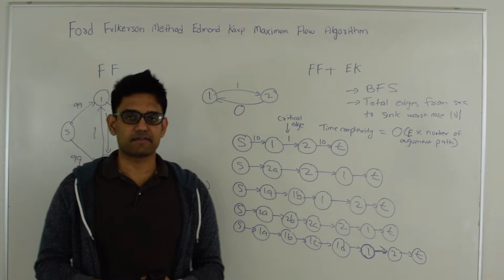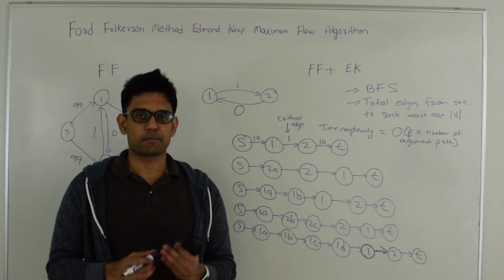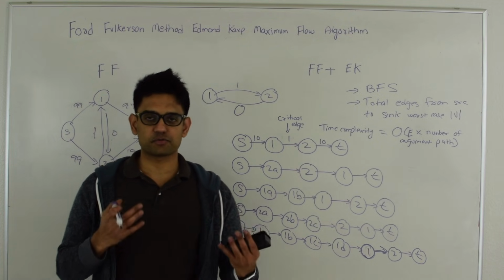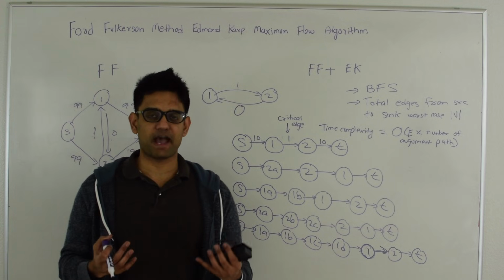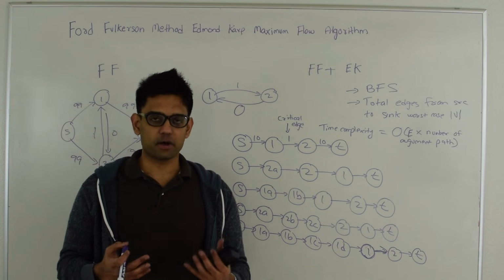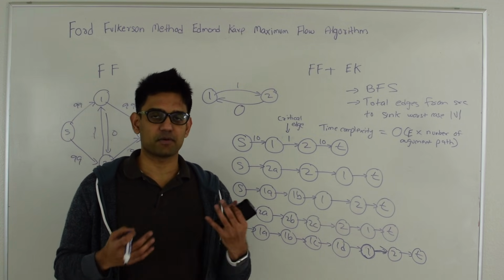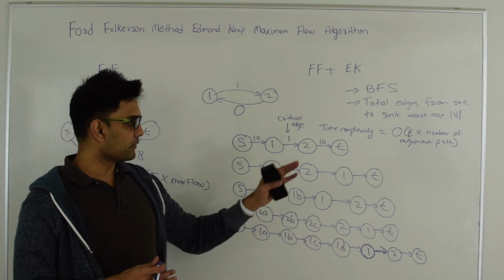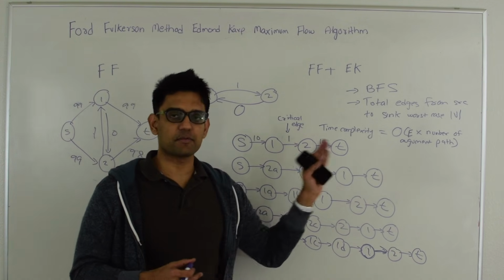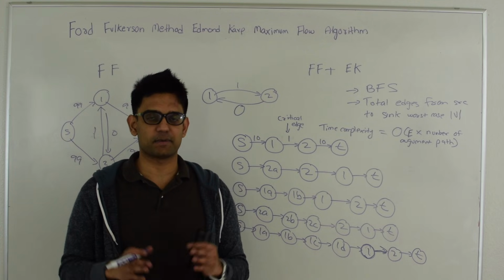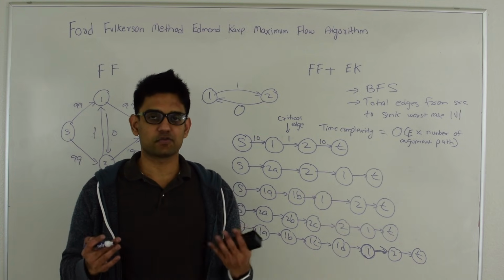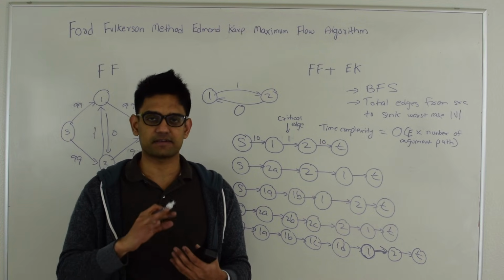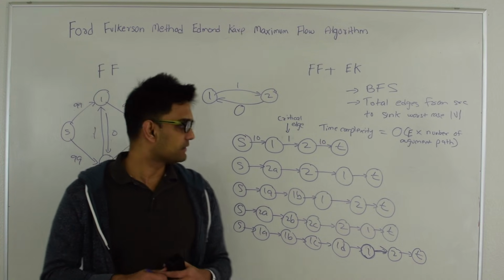In Edmonds Karp algorithm, we do a breadth first search. The property of a breadth first search is that the number of edges from source to sink in a given augmented path will be same or greater than the number of edges from source to sink in the previous augmented path. Also, we know that the total number of edges from source to sink in the worst case will be the total number of vertices. So a path can be going from source and every other vertex to the sink.